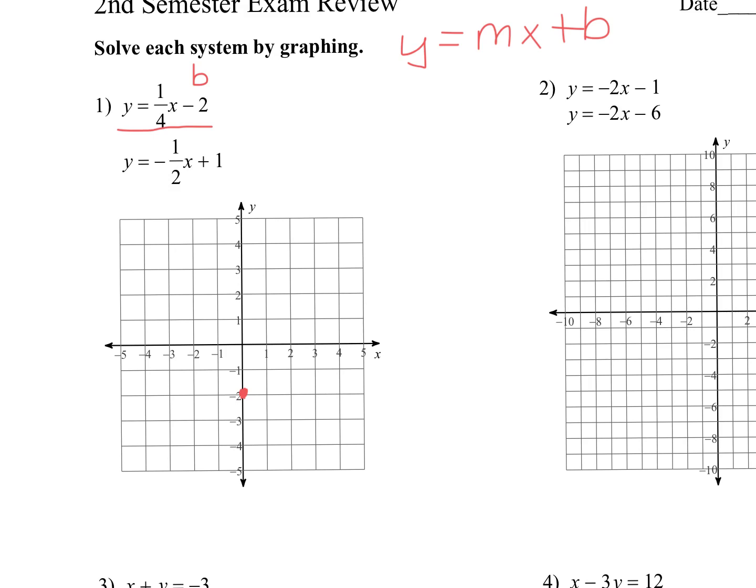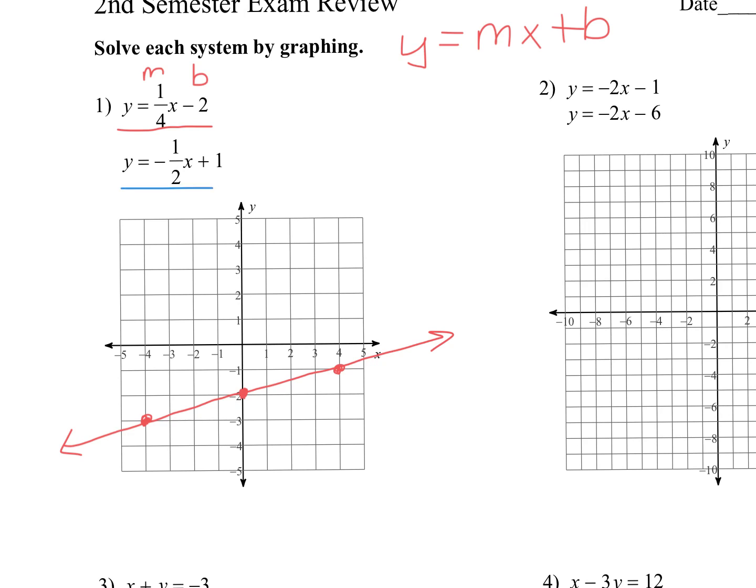And then how do we use the m, the slope, to help us get the rest of the points? Yep, go up 1, rise over run, up 1 over 4. Can I keep going in that direction? No, so I need to go back and go down 1 over 4. Okay, I can't go any farther, so create your line. Now we need to do the same thing for the other line.